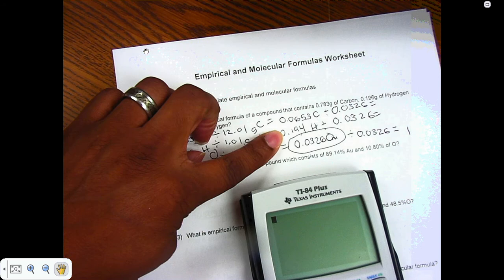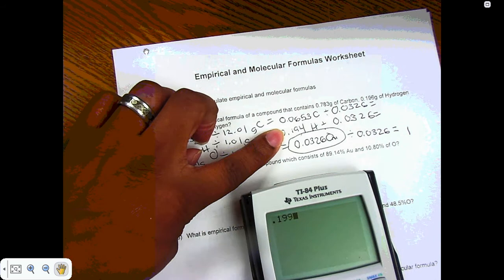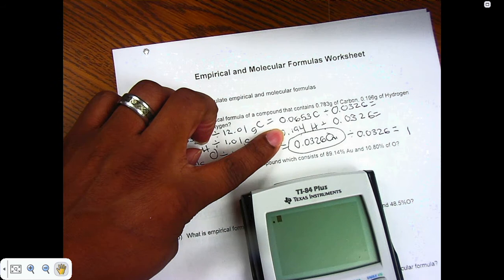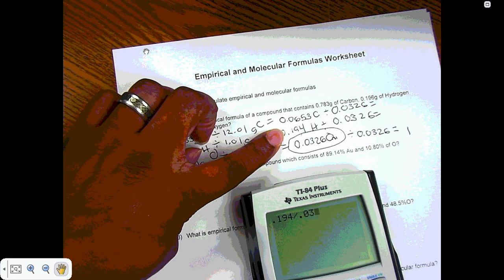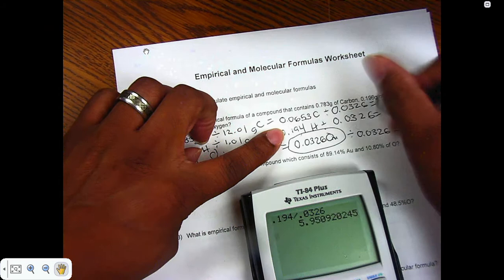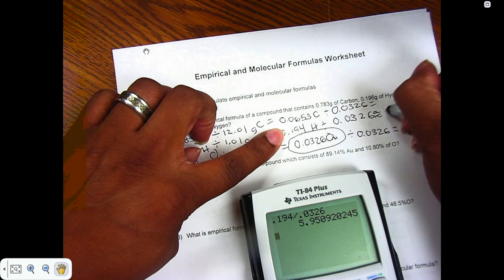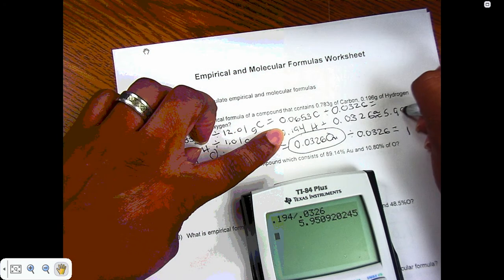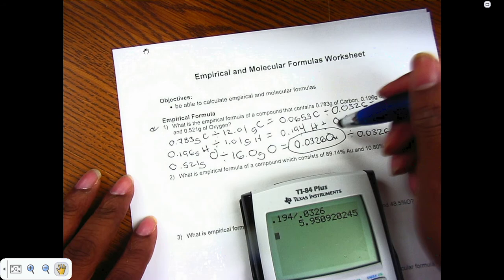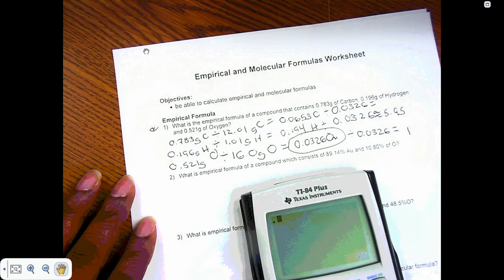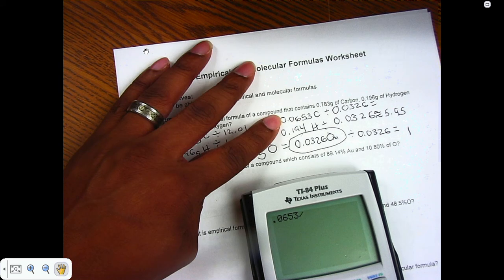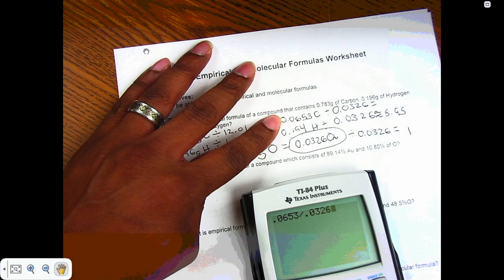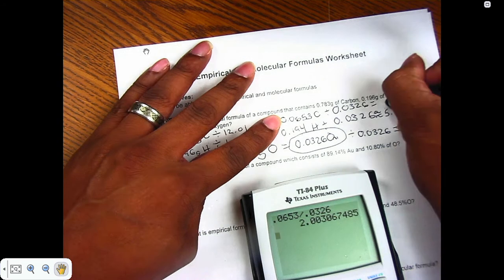We're going to move to this next one, 0.194 divided by 0.0326 yields roughly 5.95. And then this one here is 0.0653. And we're going to divide that by 0.0326, which ends up being somewhere close to 2.